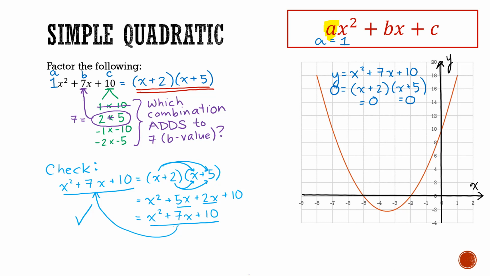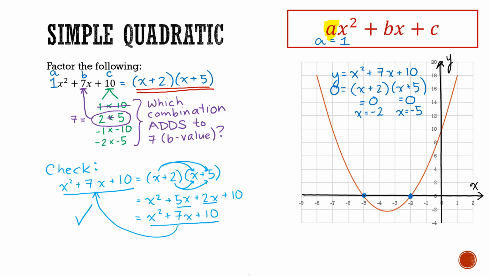From here, we can easily determine that for x plus 2 to be equal to 0, x would have to be -2, and for x plus 5 to be 0, x would have to be -5. And we can see in this corresponding graph that indeed our x-intercepts are when x is equal to -5 and when x is equal to -2. That's pretty much it for this example.